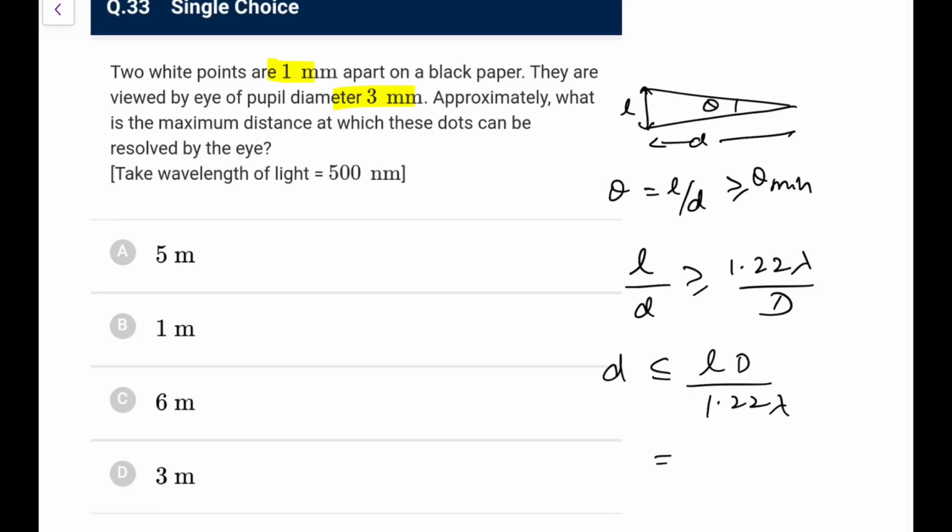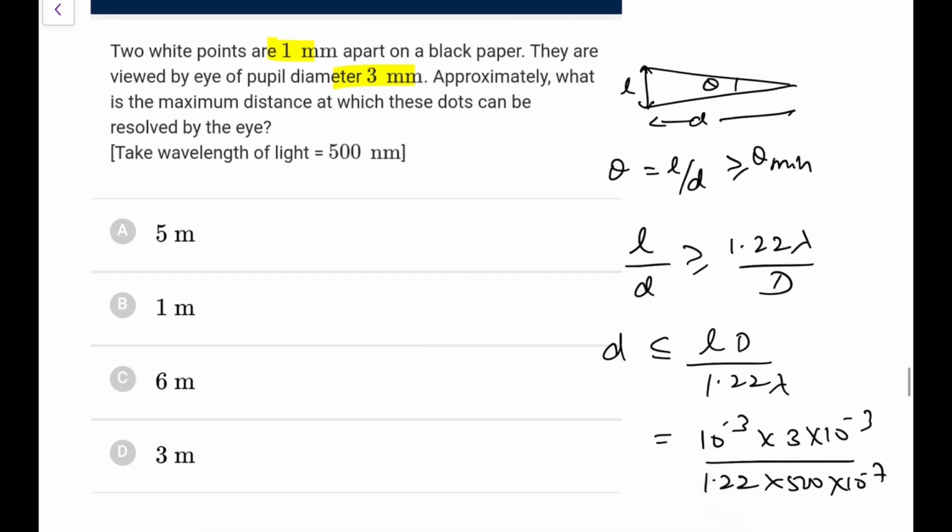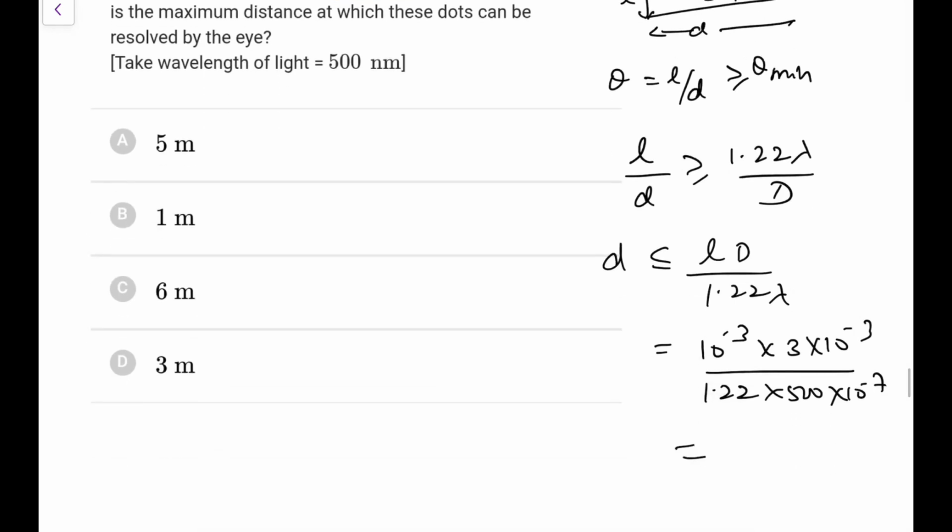So just do this. L is 3 mm, no, L is 1 mm. Be careful, don't make mistakes like this. 1 mm, that is 10 to the power minus 3. The diameter of the pupil is 3 into 10 raised to the power minus 3. 1.22 lambda, lambda is 500 into 10 to the power minus 7. So what we are left with, this is 10 to the power minus 5 and this is 10 to the power minus 6.